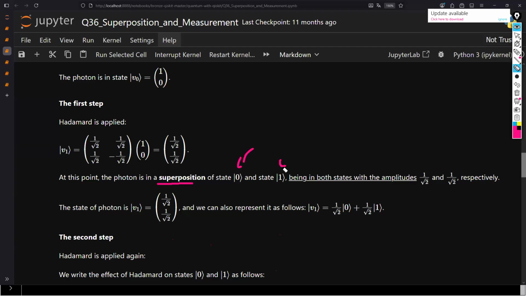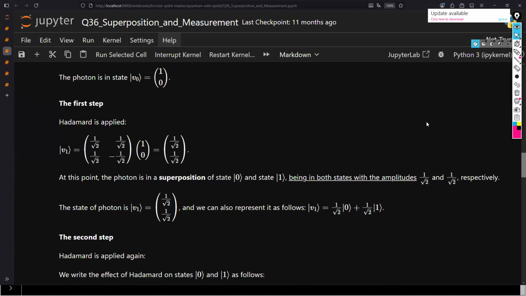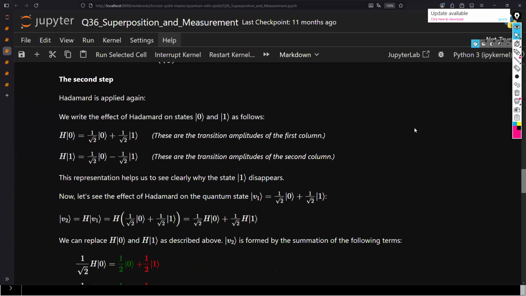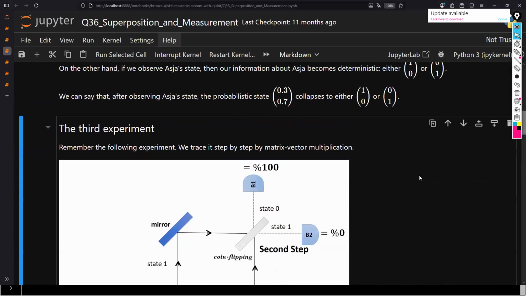But in other situations, it could be, for example, 0, 0, 1 with some alpha plus a linear combination of beta with some other state, let's say 1, 1, 0, right? It could be any combination of states and any combination of any number of bits, quantum bits, in that way. So that's one thing.